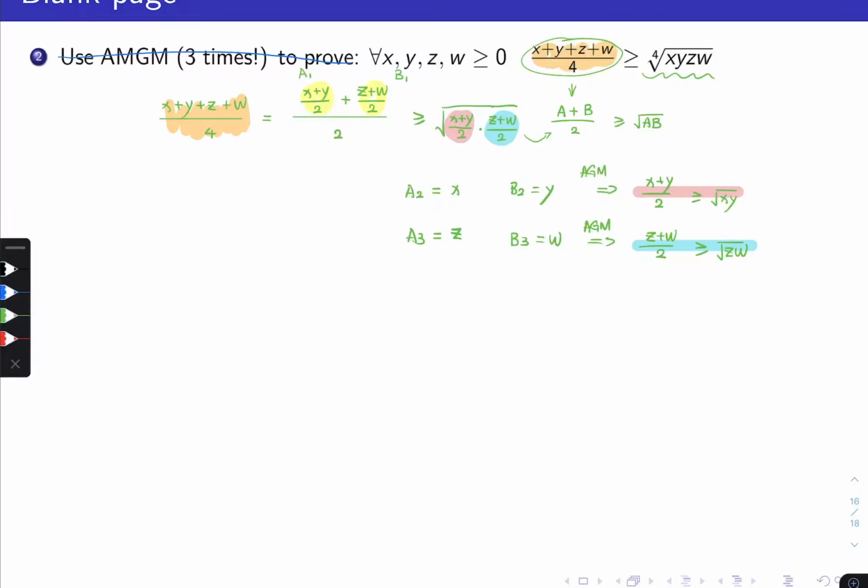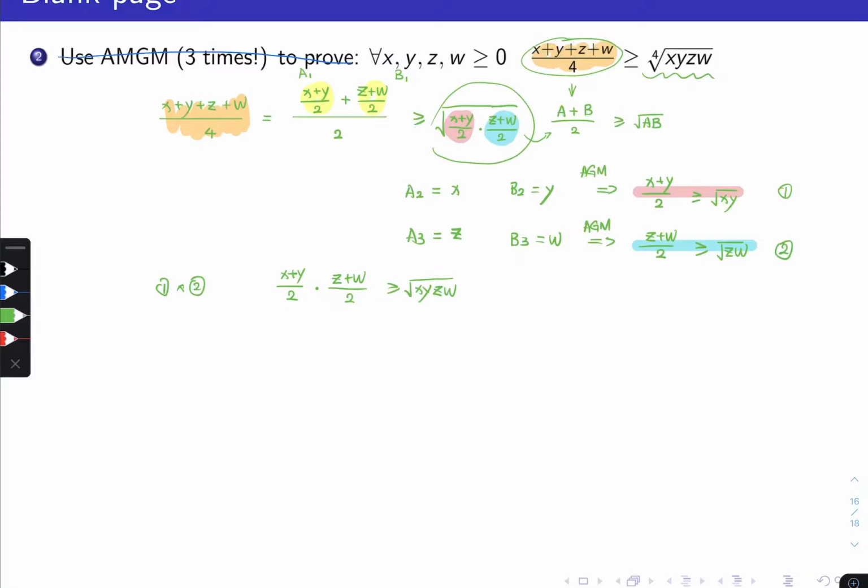Can we combine them together? Yes, we could. But they are kind of different. If you just multiply the red part and blue part together, you see that they are kind of different from what we need from here. Okay? But let's just multiply them together. Let's call this 1 and call this 2. So I'm gonna multiply 1 and 2 together. And let's see what we get. This will give you (x+y)/2 times (z+w)/2 is greater than or equal to the square root of xyzw.